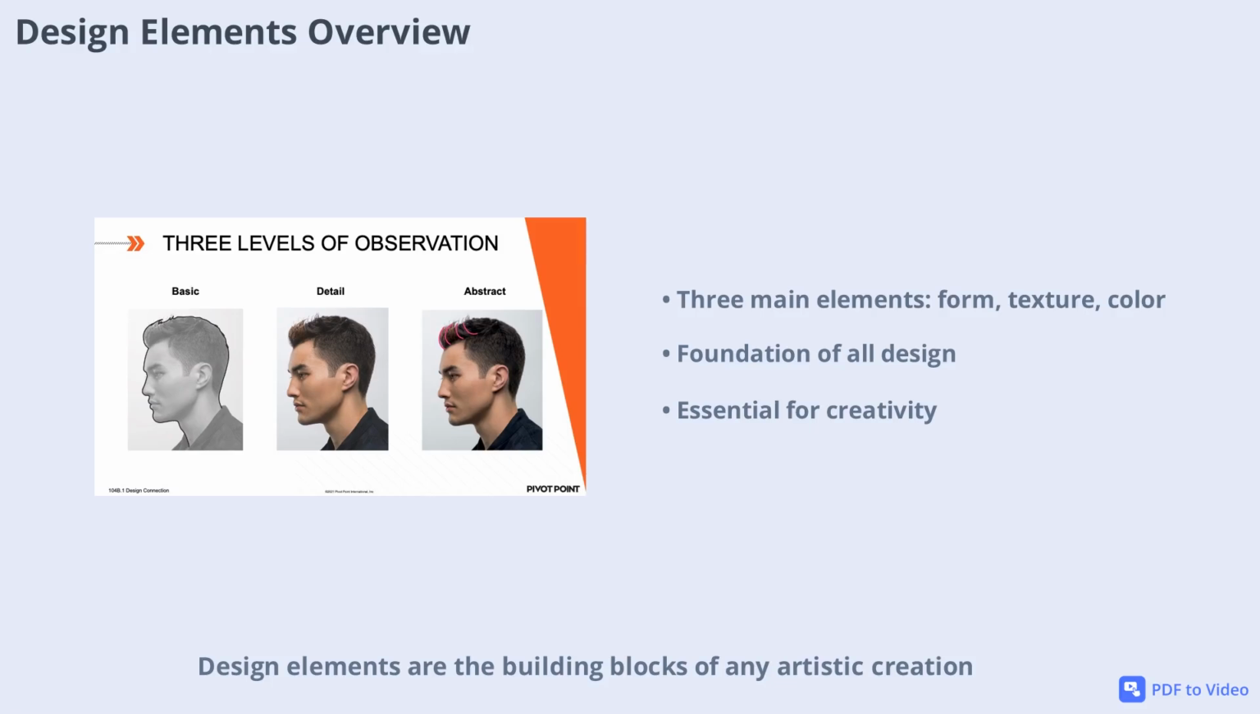Design elements are the building blocks of any artistic creation. The 3 main elements are form, texture, and color. These components work together to create the overall look and feel of a design. Understanding how to use and combine them is essential for any designer, whether you're working with hair, fashion, or visual arts.